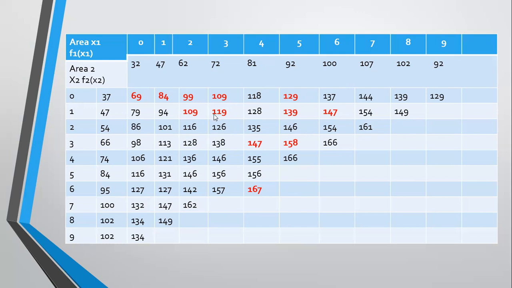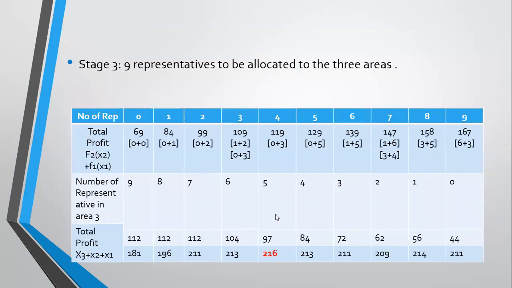And these are the selected profit costs that are given in a different color shade, the red color image. Now we want to summarize the chosen, the selected total profit cost. So this is the result, the summary. Total profit F1 plus F2. Summarize these values: 69, 84, 99, 109, 119, 129, 139, 147, 158, and 167.